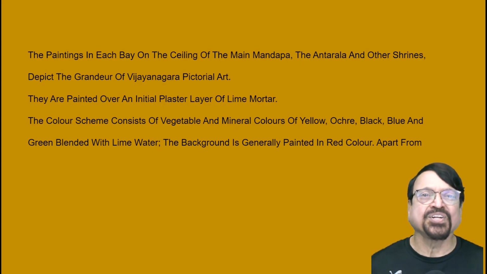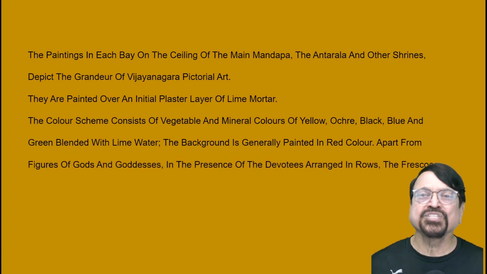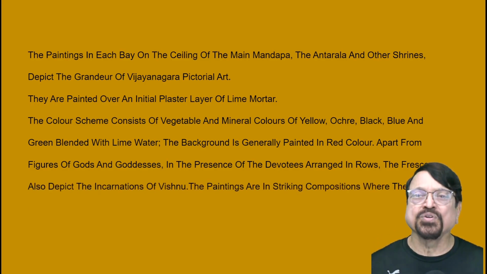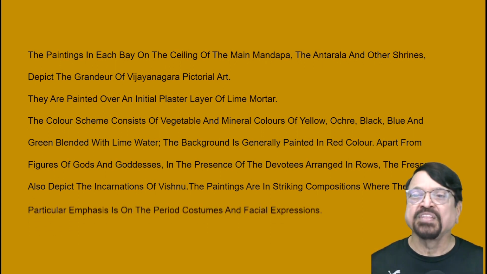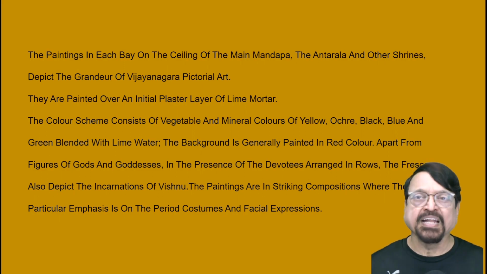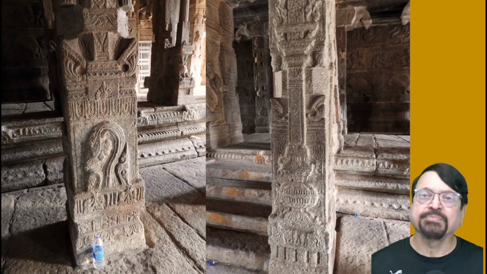The background is generally painted in a red color, apart from the figures of the gods and the goddesses in the presence of the devotees arranged in a row. The frescoes also depict the incarnations of Vishnu. The paintings also have striking composition, where particular emphasis of the period is on costumes and facial expressions.